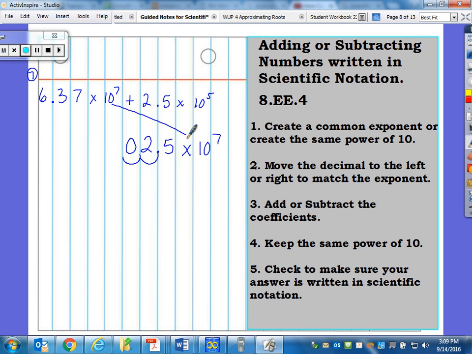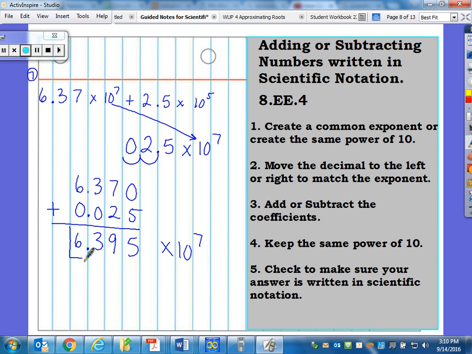Now that our powers are the same, I can add 6.37 and 0.025. Step number 4 tells us to keep the same power of 10. And then check to see if my number is written in scientific notation. And it is.